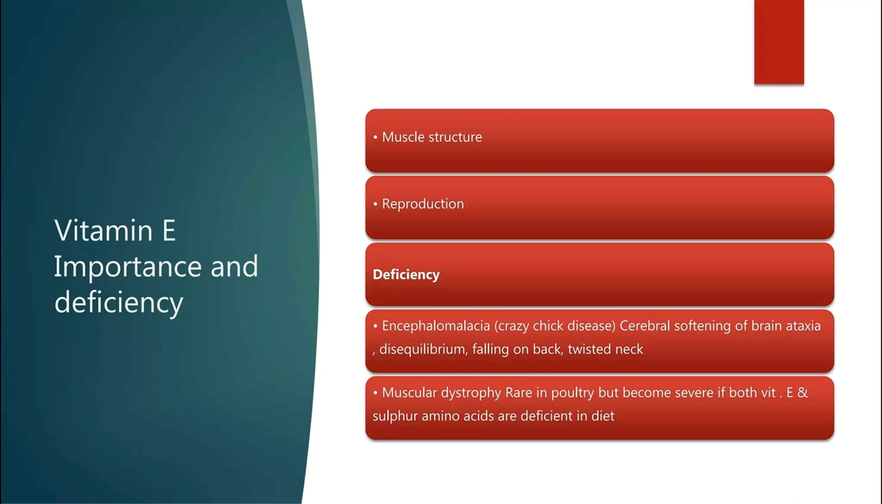Then vitamin E is another important fat soluble vitamin. Its deficiency affects the smooth muscle structures and also the reproductive organs. What happens if vitamin E deficiency is caused? Then reproduction is affected, and muscle degeneration increases more and more. Then encephalomalacia, also called crazy chick disease, especially in case of birds, causes softening of the brain, ataxia, and incoordination. Then neuromuscular defect is also a characteristic feature of some disorders.